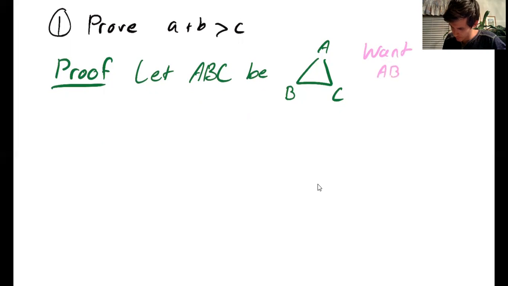We actually want AB plus AC greater than BC. So it's the same thing, but it's just using the points instead of the lines. So the two points, you see A and B, A and C, B and C.